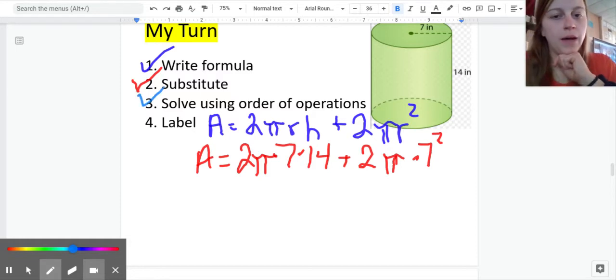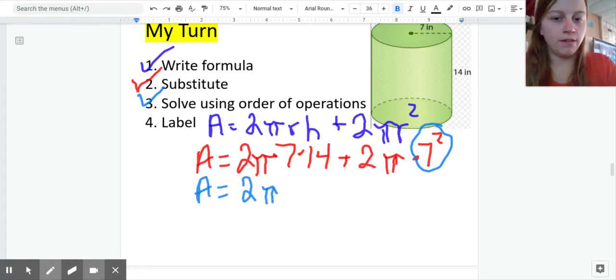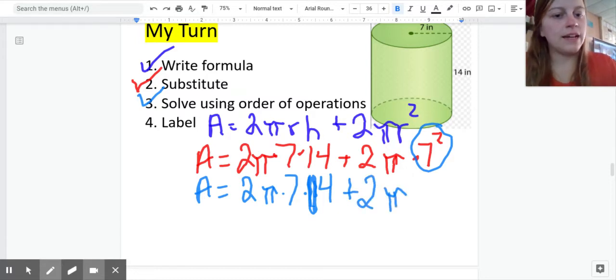So I'm starting with order of operations. Order of operations says I do exponents first. So area equals 2 pi times 7 times 14. None of those are exponents, so I haven't done them yet. Plus 2 pi. 7 squared is really 49.